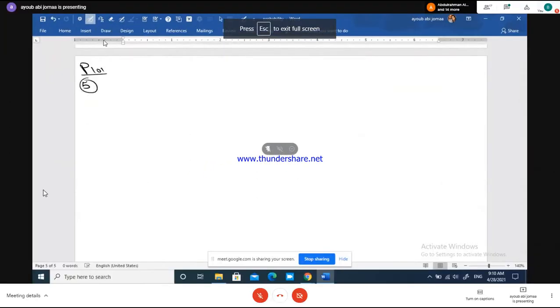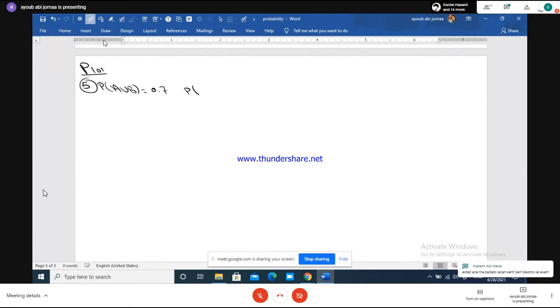Exercise number 5. The given here: A and B are two events, so that probability of A union B is equal to 0.7. Probability of A is 0.25, and probability of B is 0.45. The question: find the probability of A intersection B, and then conclude.